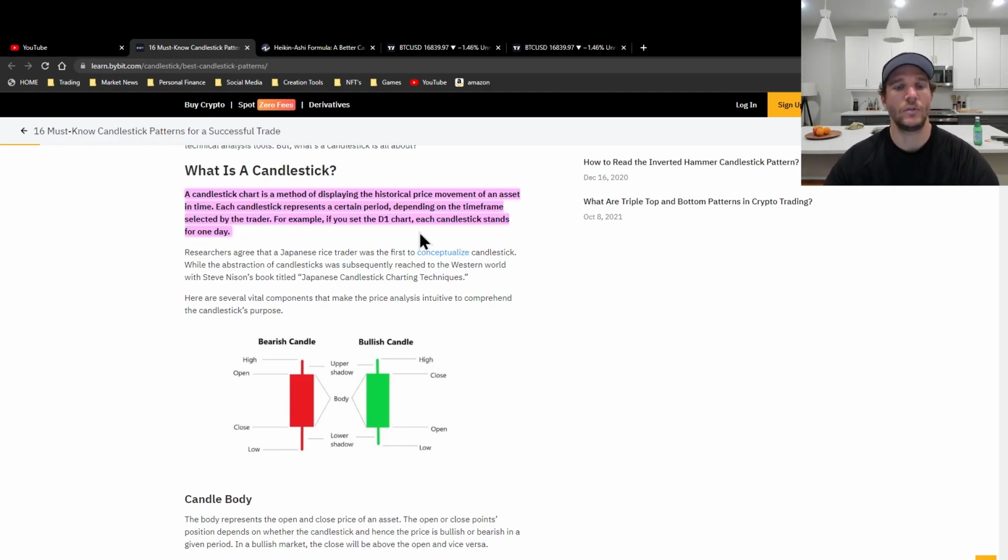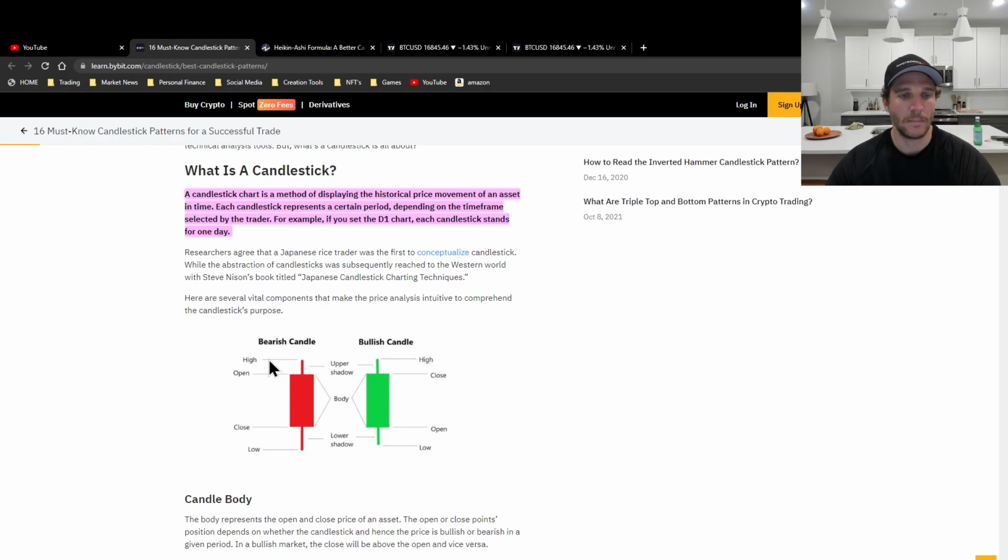Now, just to go into what exactly a candlestick is, for anyone who's not familiar with trading or looking at charts, this is the typical chart pattern that you're going to see. It's called a candlestick, and they call it a candlestick because it somewhat resembles a candle. And the way you read these on the chart is, if it's red, it had a daily close lower than the previous open. And if it's green, it's a bullish candle. It had a close higher than the opening price.